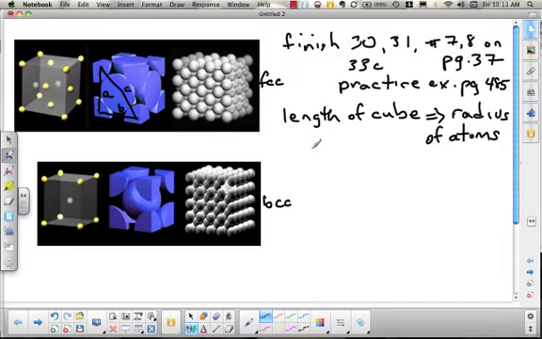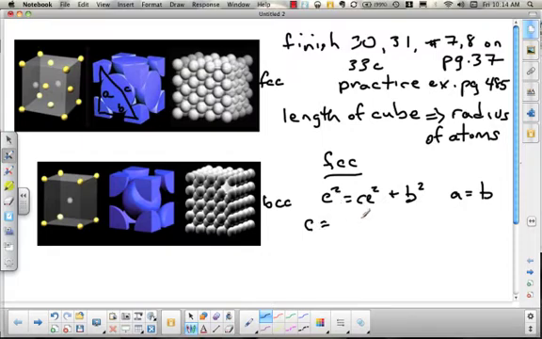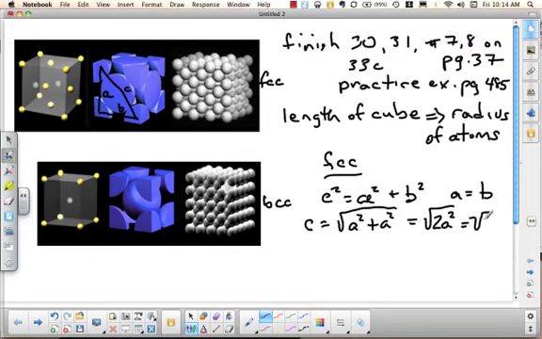So if we do it first for face-centered cubic, then C squared is equal to A squared plus B squared, Pythagorean's theorem. Well, A is equal to B, right? So C, and we have yet to describe what C is, and we're going to get rid of C in just a moment, is equal to the square root of A squared plus A squared, which is equal to the square root of 2A squared, which is equal to the square root of 2 times A. Now, we are going to describe C in terms of the radii of the atoms.